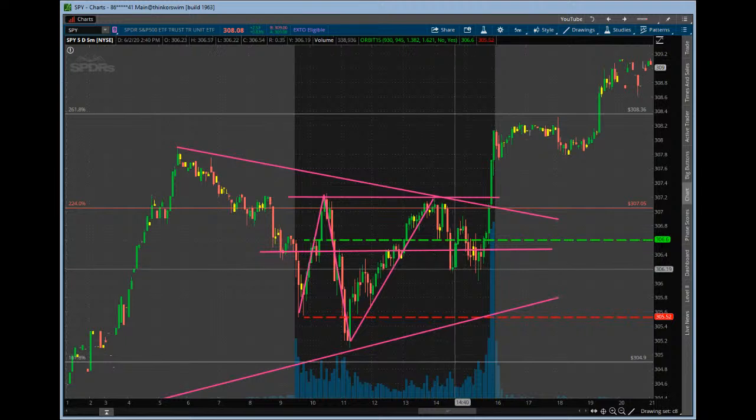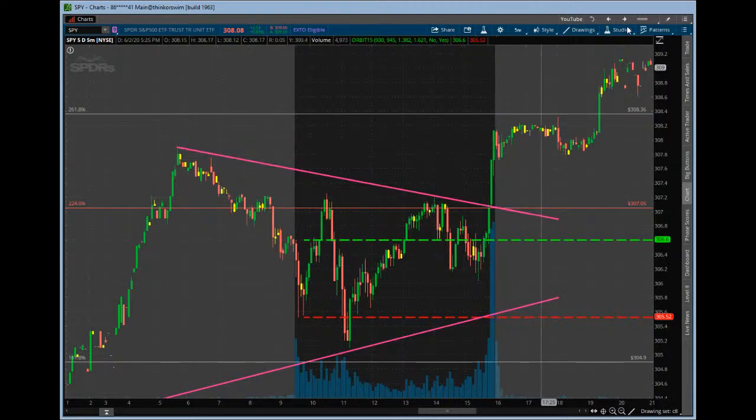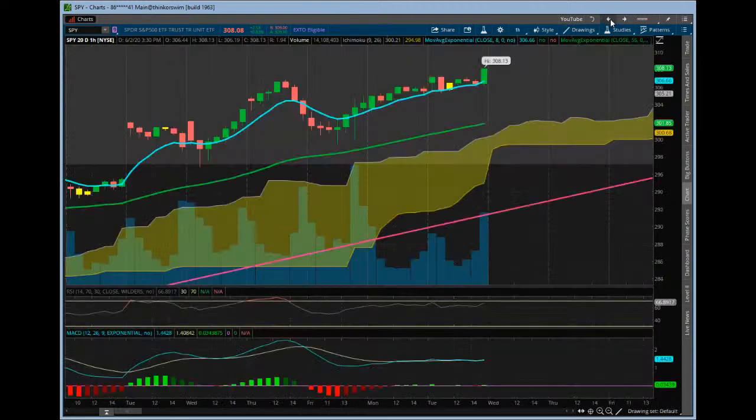Turned into an inverted hammer right here, which gave you a tail fill to the upside, and then you got this choppy action here intraday. So it's a little bit of an M pattern intraday. You can also see this too on the macro time frames.